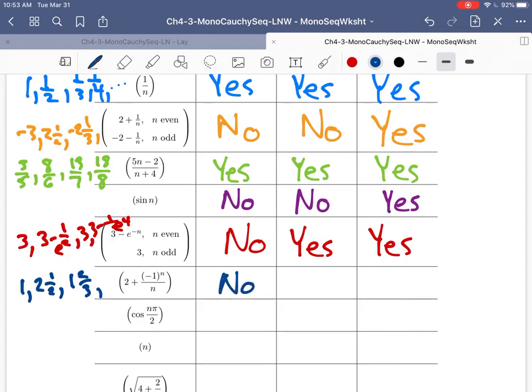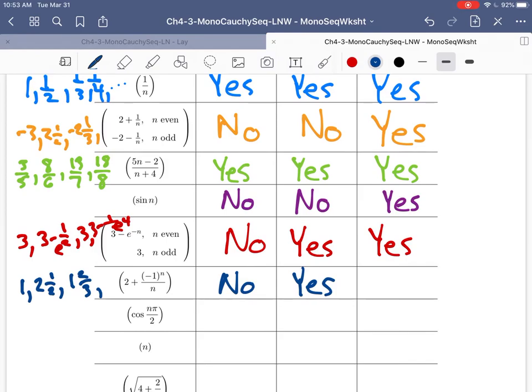It is not increasing, nor is it decreasing. It's going to be bouncing back and forth. It goes from 1 to a number bigger, back to a number smaller. Right? So it's not increasing, nor is it decreasing. It is not monotonic. It is going to converge to 2 in the long run. So even though it's bouncing back and forth, those values are both going to be converging to 2.